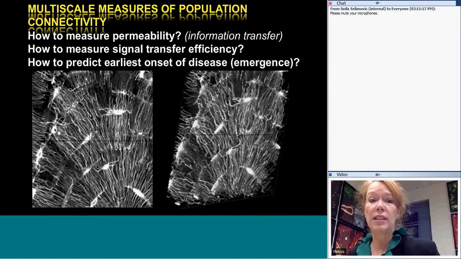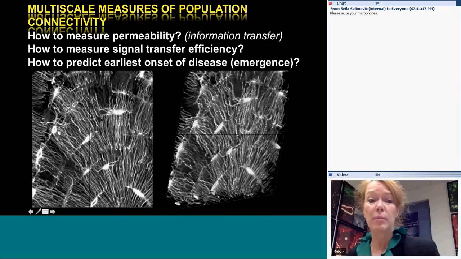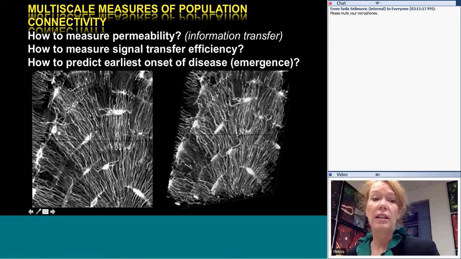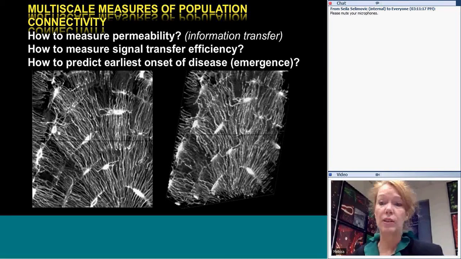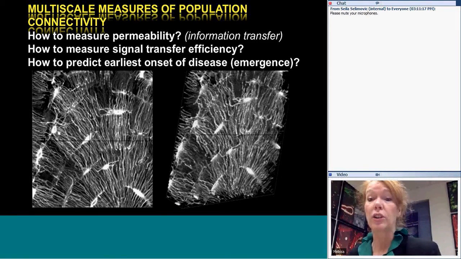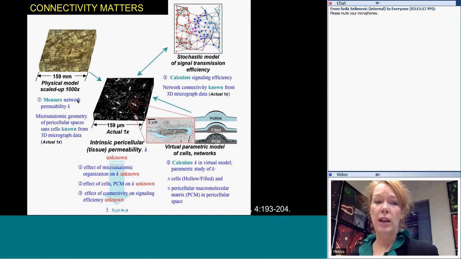Let's get down to the multi-scale measures of this population connectivity. If we think of these cells, they're the inhabitants of our tissues and organs, and it's very important to be able to measure the connectivity of these cells. One measure for that would be the permeability of this network. One of the questions we are interested in is how we can measure this permeability, which would be a surrogate measure for signal transfer efficiency between the cells, and ultimately will enable us to predict the earliest onset of disease.